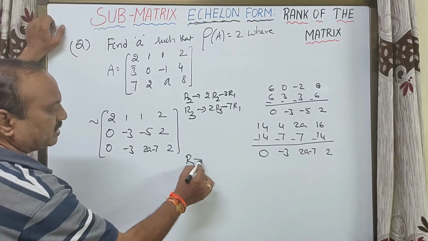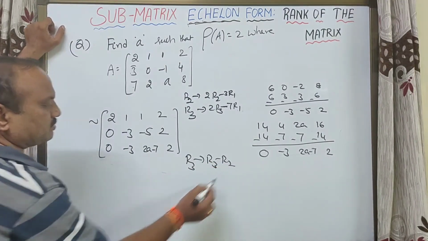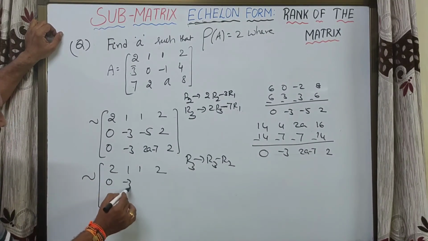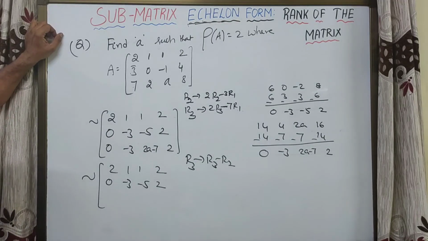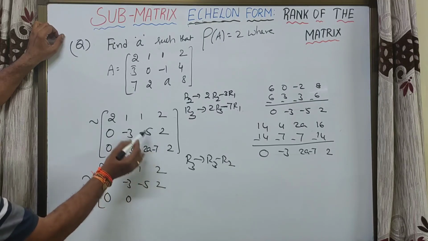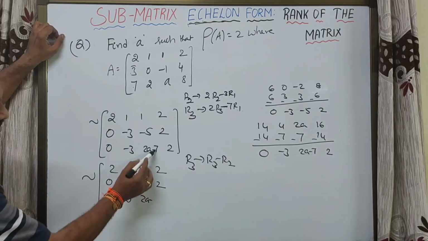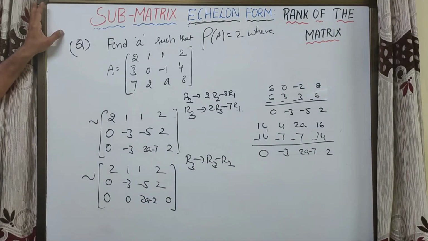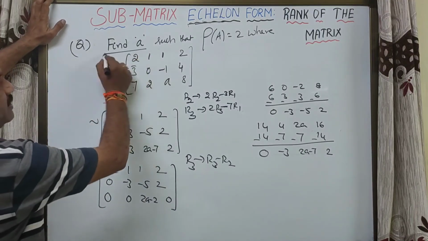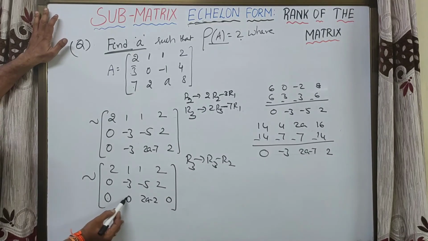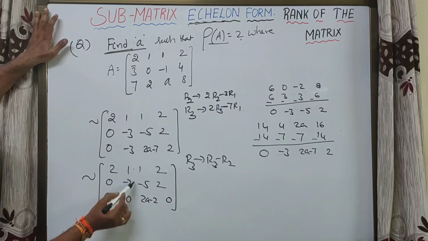Subtract. R3 changes to R3 minus R2. 2 1 1 2, 0 minus 3 minus 5 2. If we subtract, it becomes 0. 2a minus 7 subtract gives 2a minus 7 plus 5. That is 2a minus 2, 0. Dear students, you want the a value when rank of A equals 2. Rank of A equal to 2 means this is 0, this is 0, this is 0. If it is 0, in this echelon form we have 2 non-zero rows.